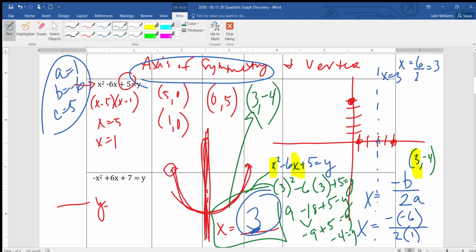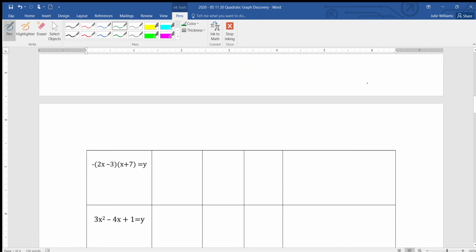So I could plot that at 3, and then I'd go down 4: 1, 2, 3, 4, just like this. And then I can plot my parabola. Okay, let's do another one.